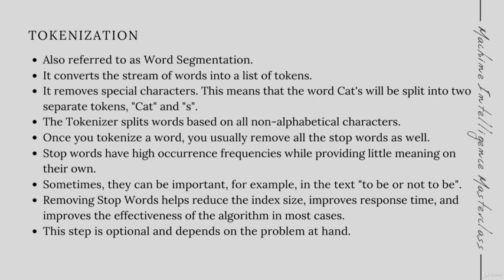Once you tokenize a word, you usually remove all the stop words as well. These words have high occurrence frequency while providing little meaning on their own. Sometimes they can be important, for example, the text "to be or not to be," which is composed mainly of stop words, has a certain meaning which will not be retained if these words are removed.